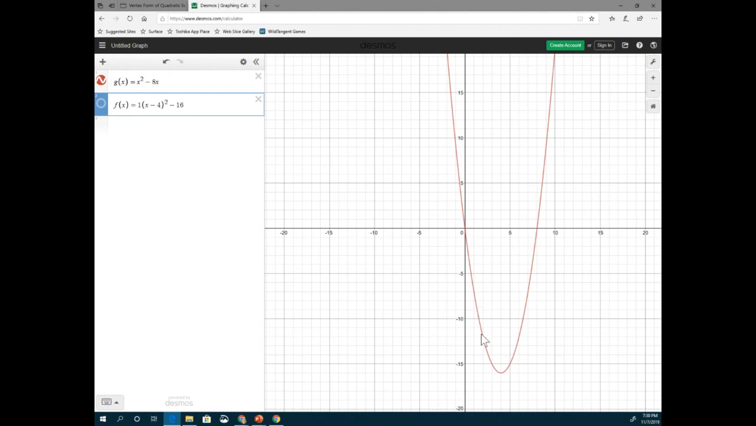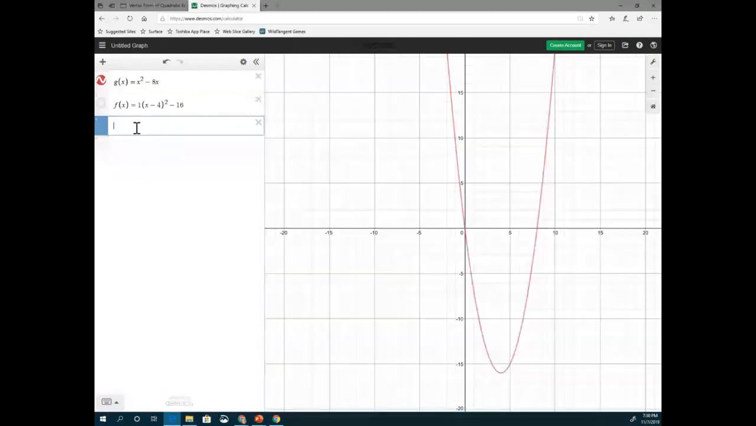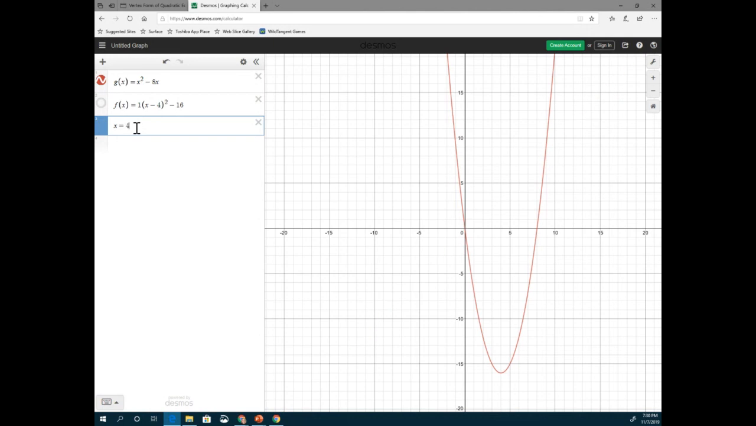And so the vertex is the lowest point. When you click on the graph, what's nice about Desmos is that it tells you these. So the vertex, when I hover over it, it says 4, negative 16. So we got our vertex correct. And I can even graph the axis of symmetry, and you can see that that's the middle point. It's x equals 4 that gives you the middle between the two parts of the graph.